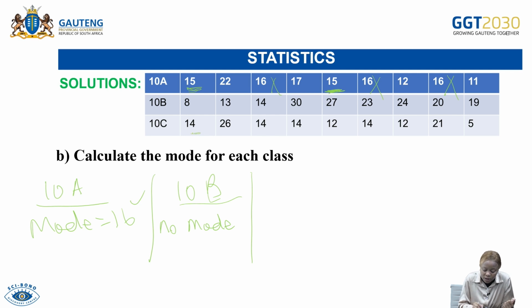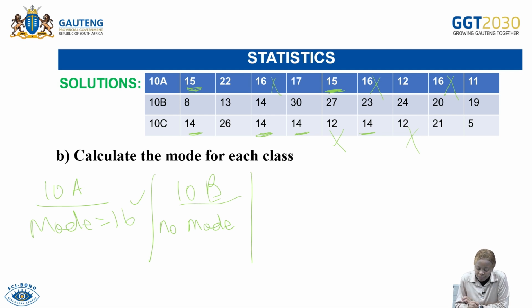10C, I've got 14, and I have another 14, and then I have another 14, and I have another 14. So the 14 appears how many times? 4 times. I move to 26. Do I have another 26? No. And then I have 12. Do I have another 12? Yes, I've got 12, and I have another 12. And then I have 21. Do I have another 21? No. I have a 5. Do I have another 5? No, I don't have another 5.